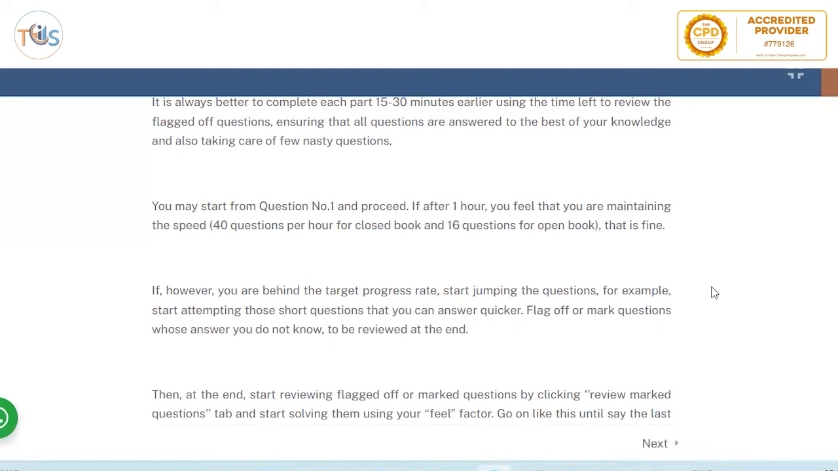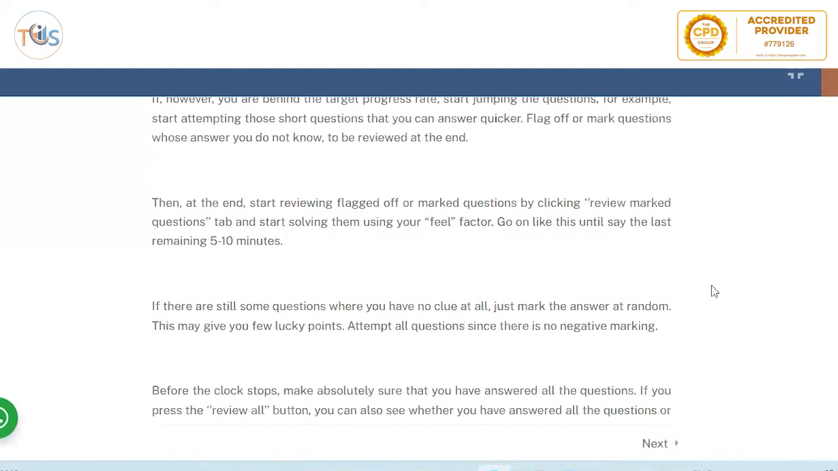It's always better when you're flagging a question to also mark an answer, because in case you still run out of time, at least you have answered all the questions, as there is no negative marking. So at the end, look at the review marked question. There is a button there. You can click on that and it shows you all the questions that you flagged. Have a look at them for the last, say, 5-10 minutes.